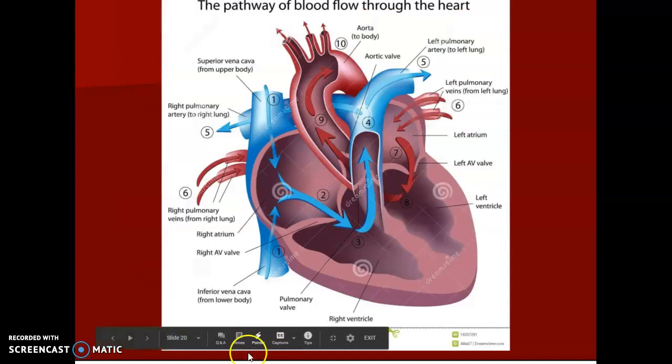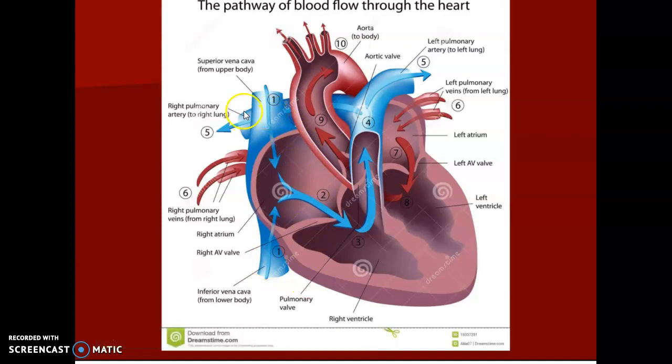So let's look at it here a little bit different. It's got a numbered system here. Blood comes in on the pulmonary system to the superior and inferior vena cava. Notice they're both number one. That's happening together. Dumps into number 2, the right atrium. Right atrium pumps blood through the tricuspid valve into number 3, the right ventricle. When the right ventricle contracts, blood is forced through the pulmonary valve into number 4, the pulmonary artery.